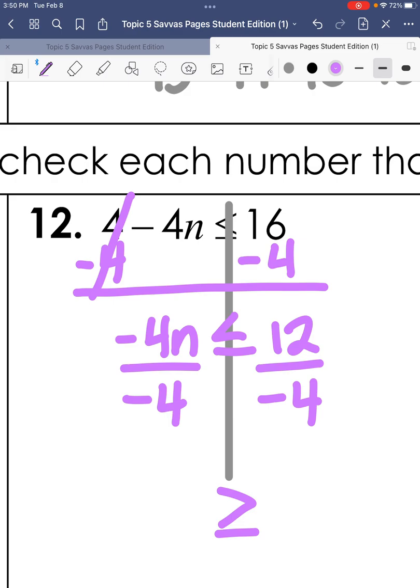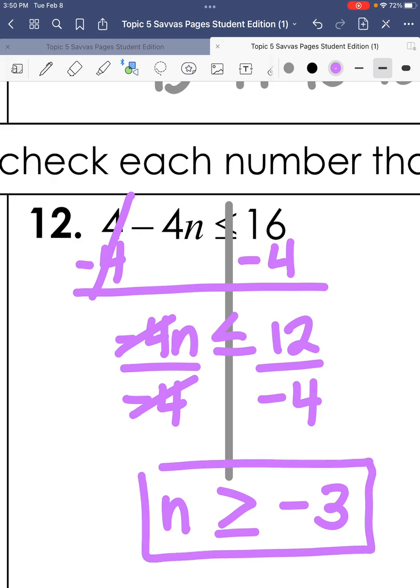So now on the side with the n, my negative 4's cancel out. N comes down, it's by itself. On the other side, 12 divided by negative 4 is negative 3. So n is greater than or equal to negative 3.